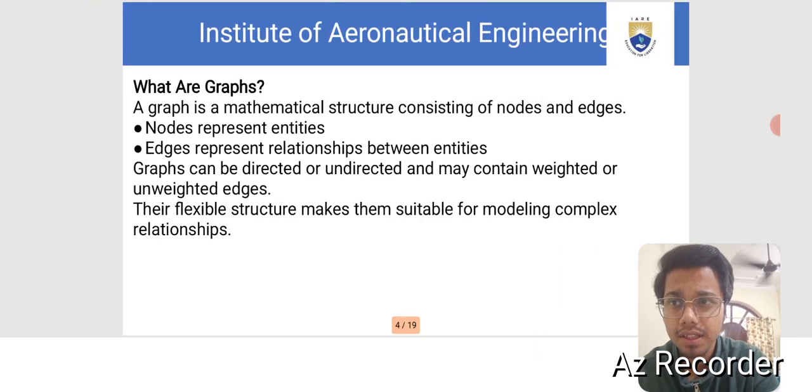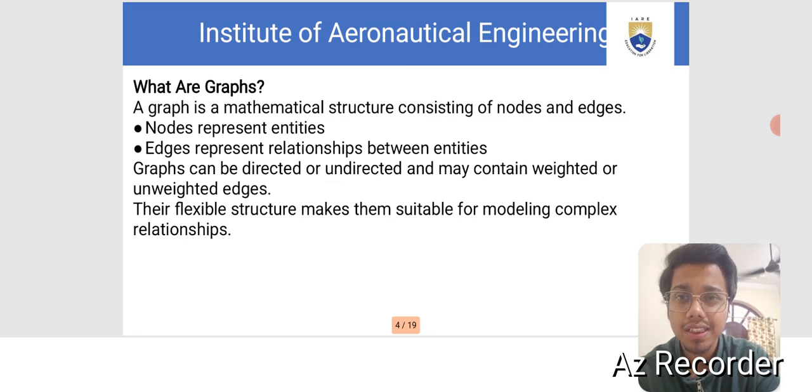What are graphs? A graph is a mathematical structure consisting of nodes and edges. Nodes represent entities, edges represent relationships between entities. Graphs can be directed or undirected and may contain weighted or unweighted edges. Their flexible structure makes them suitable for modeling complex relationships.